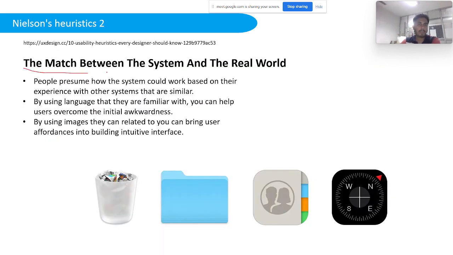Next heuristic is match between system and the real world. The idea here is that people presume how the system would work based on their experience from the past, whatever they have seen in their real world. So while designing a system, it is always advisable that you use user language. You use the language that is familiar to the user.